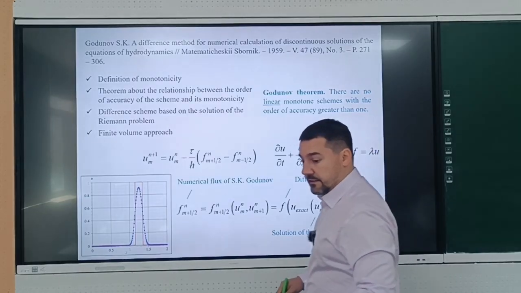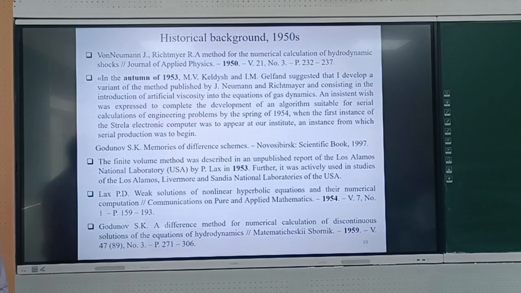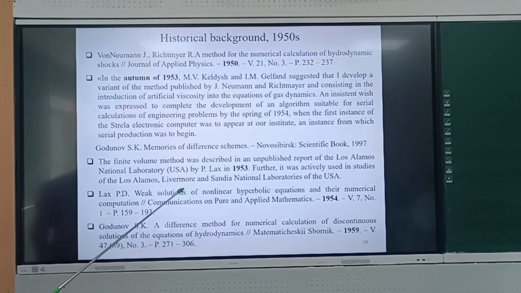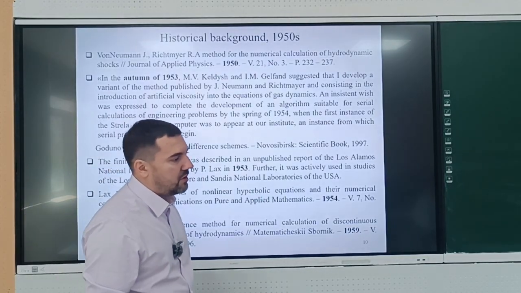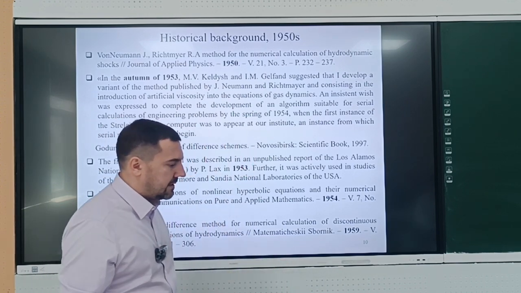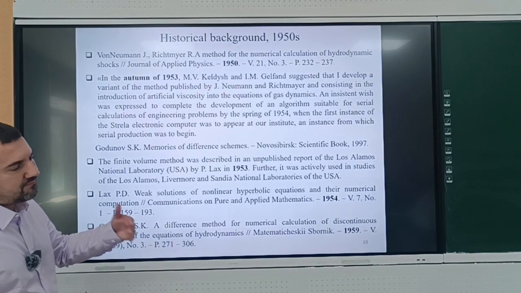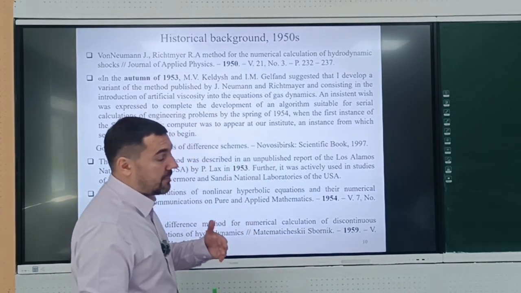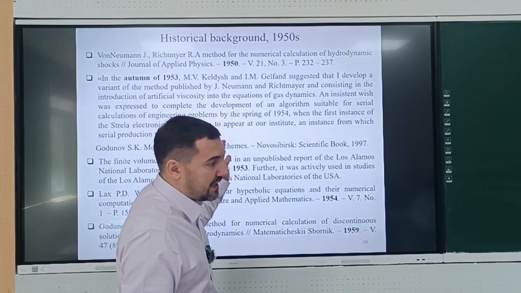Okay. And some historical background. All these scheme approaches were developed in the 1950s. Everything started with the paper of von Neumann and Richtmyer, a method for the numerical calculation of hydrodynamic shocks. Before that paper, it was not obvious and established in the community that it's possible to compute problems without considering each shock separately. They justified the shock capturing methods. So there is a term, shock capturing method, and all the methods we discussed are shock capturing.